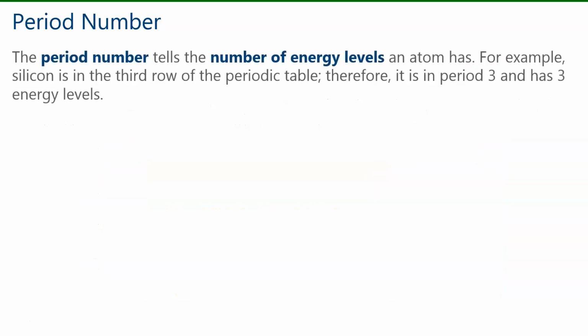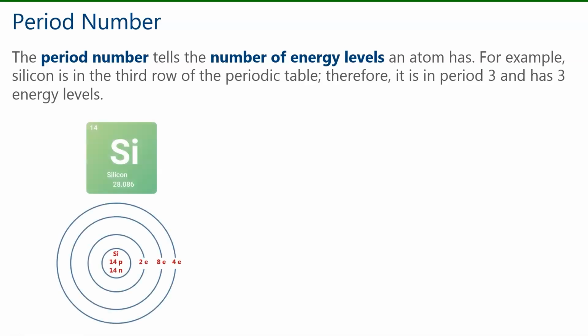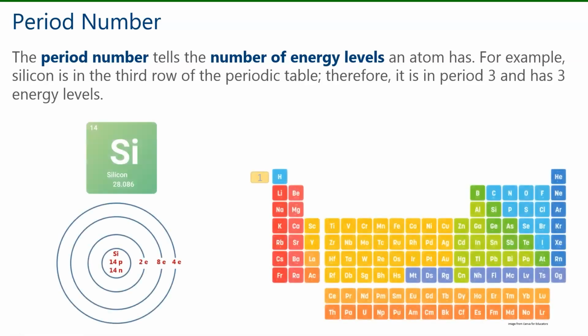The period number tells the number of energy levels an atom has. For example, silicon is in the 3rd row of the periodic table. Therefore, it is in period 3, and it has 3 energy levels.